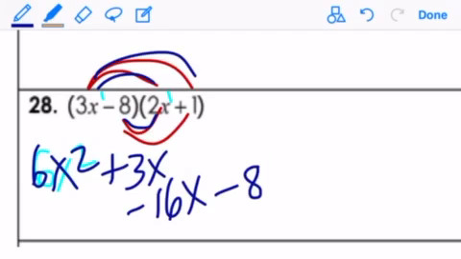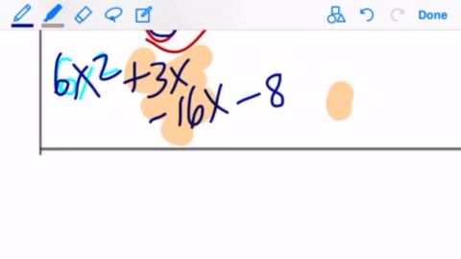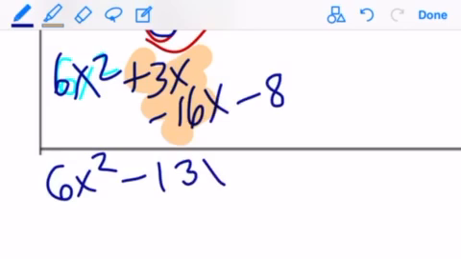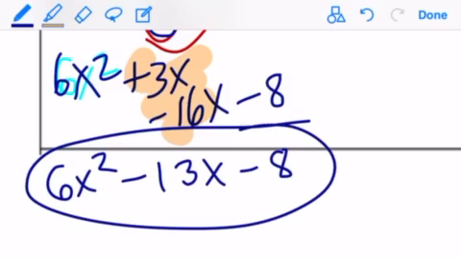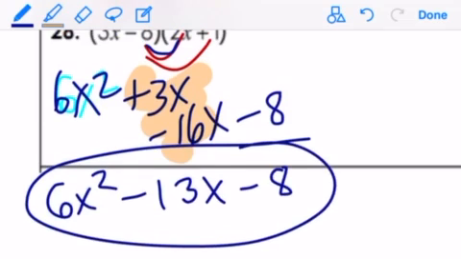Okay, so again, I kind of like cleverly lined up my like terms so I know what to combine. And the other ones don't combine. So 6x squared, x is combined, so we'll get negative 13x. And then minus 8. All right, that is number 28.